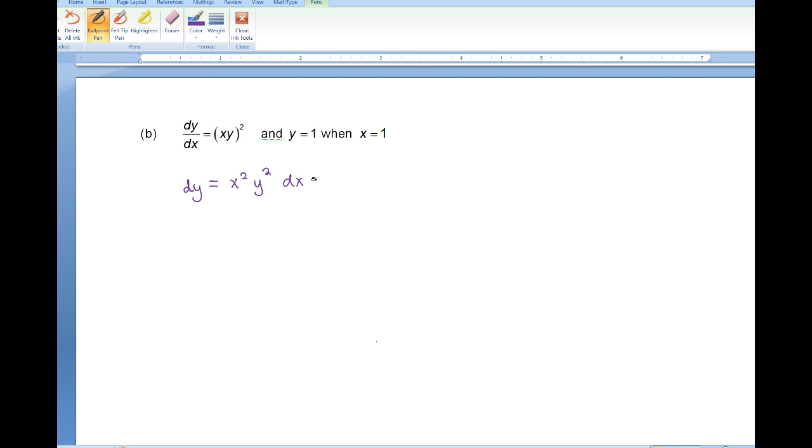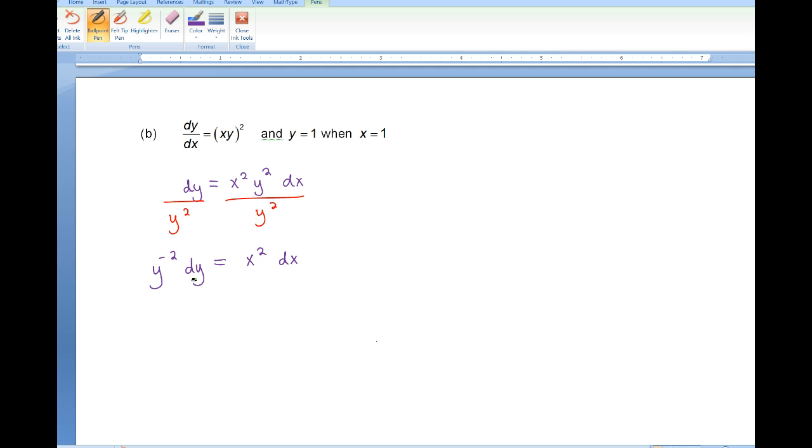Divide by y squared. So the first step, if you recall from the last one, was to separate the variables. So I have x squared dx here, and I'm going to write this as y to the negative 2 dy. It just makes it easier when we have to do the power rule.